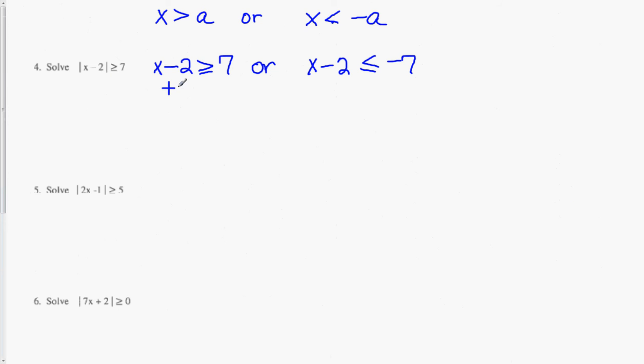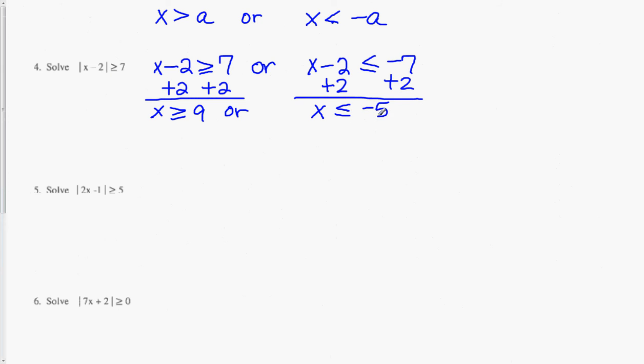So I'm going to add 2 to both sides. So x is greater than or equal to 9. That is the first part of my answer. Or we're going to add 2 to both sides on this one. x is less than or equal to negative 5.